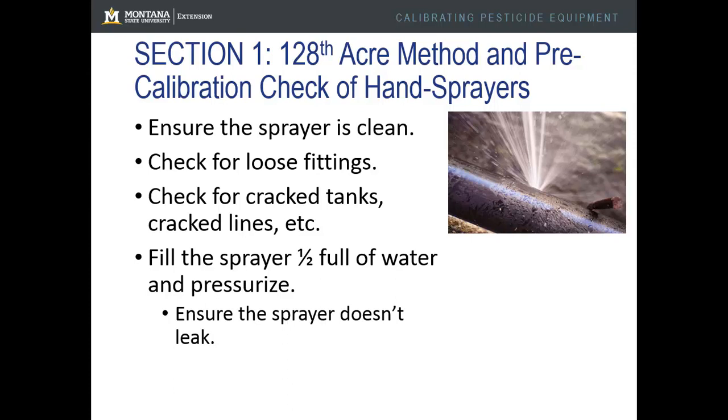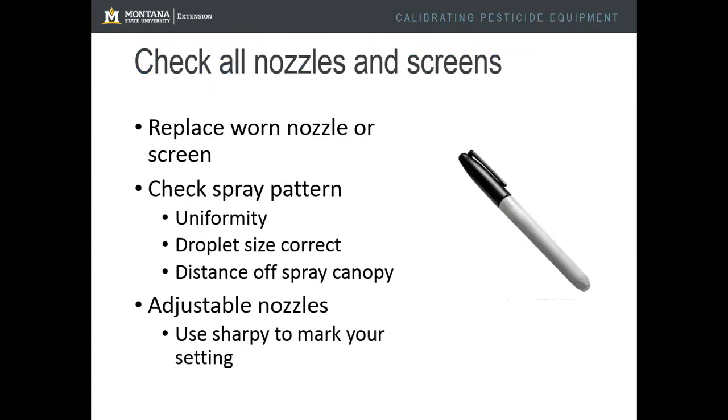Upon checking to ensure the system is clean and not leaking, you can begin the process of calibration. Simply fill the sprayer half full of water and pressurize. If no leaks are observed, applicators can begin calibrating their sprayer. This is a good time to check and at times replace worn nozzles and screens. Applicators can easily check spray patterns on pavement or dry soil prior to calibration.